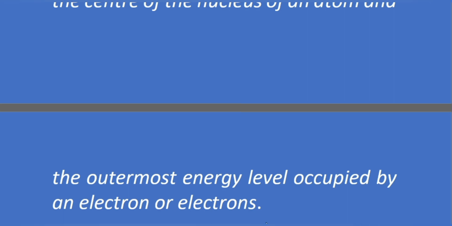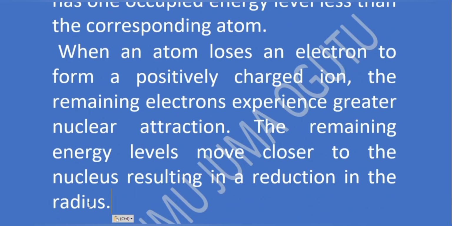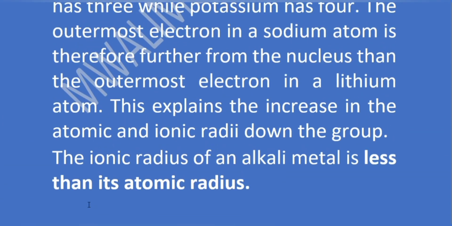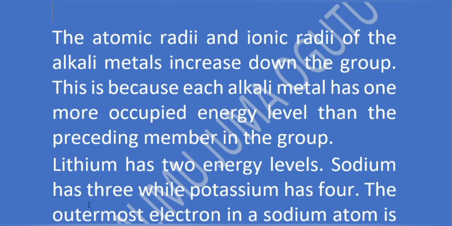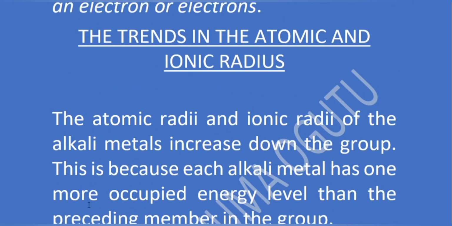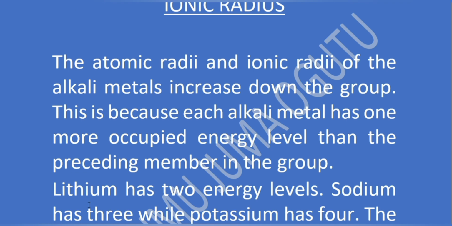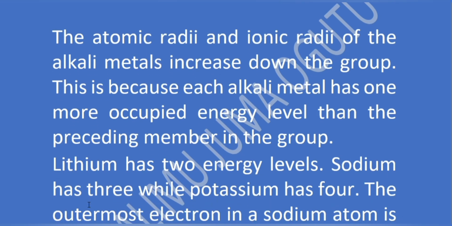Now let's look at the trends in the atomic and ionic radius. We want to explain the trend in the atomic and the ionic radius. Remember, group 1 elements lose an electron to form an ion.